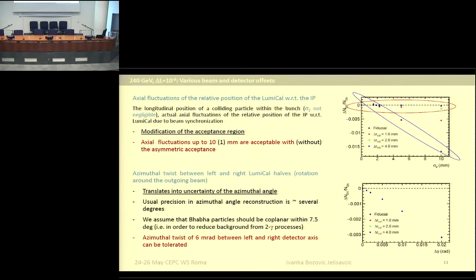Then it is possible to have an azimuthal twist between the left and right halves of the luminometer, which basically translates into an uncertainty of the azimuthal angle. The azimuthal angle is not the very best measured in any forward region at any e+e- experiment. Nevertheless, it is very useful to reduce physics background from two-photon processes. So here we ask for the Bhabha coplanarity within 7.5 degrees. In order to have a 0.1 uncertainty of counts, it follows that an azimuthal twist of up to 6 milliradians can be tolerated.